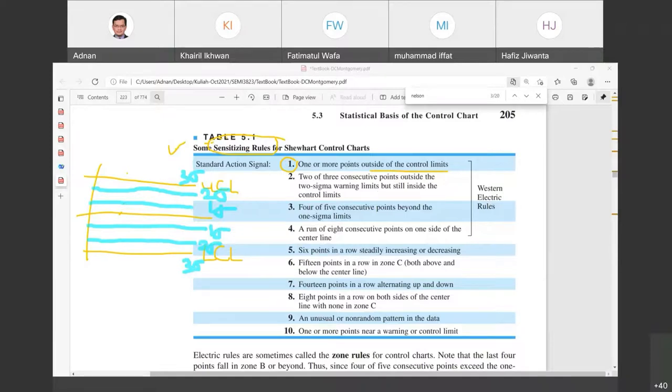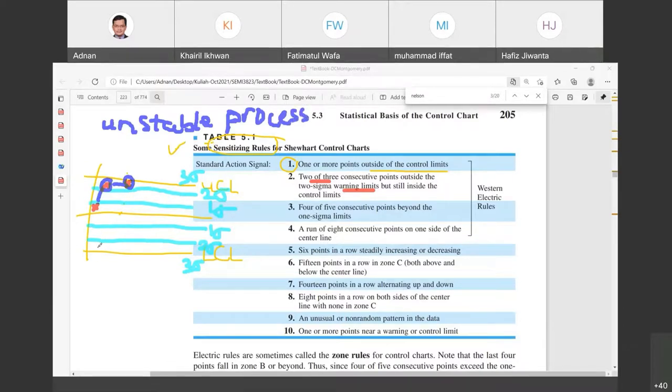Rule number one is clear. Rule number two says two of three consecutive points outside the two sigma warning limit, but still within the control limit. So you have two points like this, maybe the earlier point is here. When you connect them you have this line, so two points out of three outside the two sigma. This shows that the process is unstable. By looking at three points, we can say the process is unstable, provided that two points are beyond two sigma.